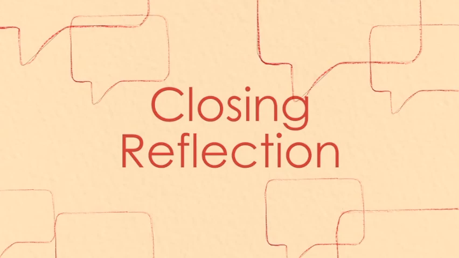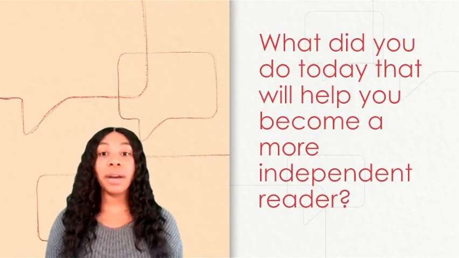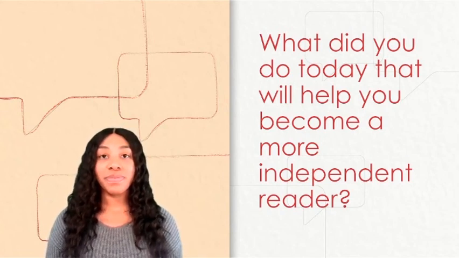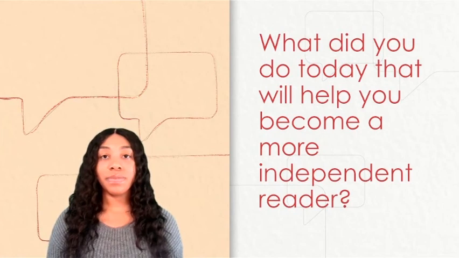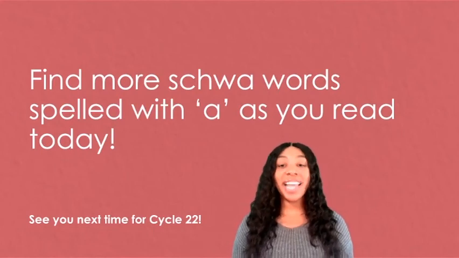Closing reflection. What did you do today that will help you become a more independent reader? Find more schwa words spelled with A as you read today. Make sure that you point each one out or even underline it if you can.